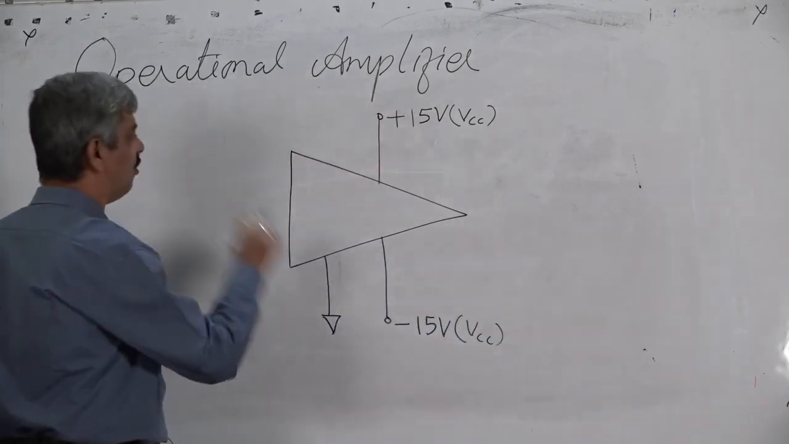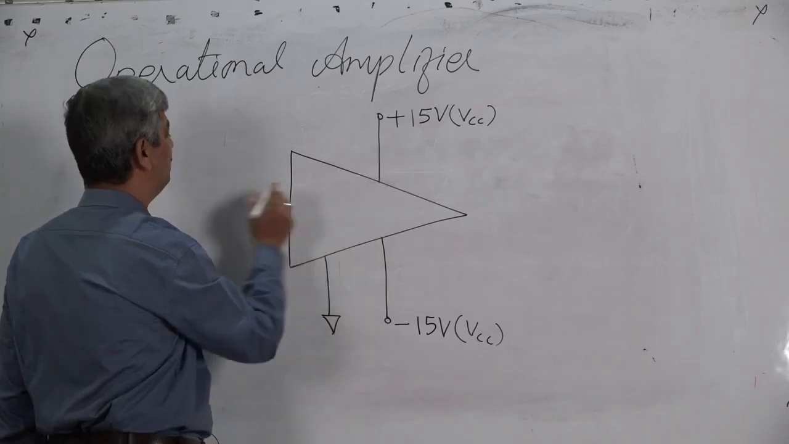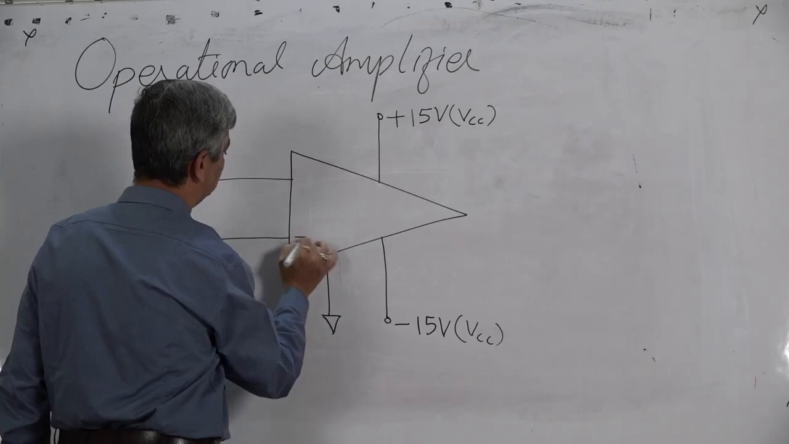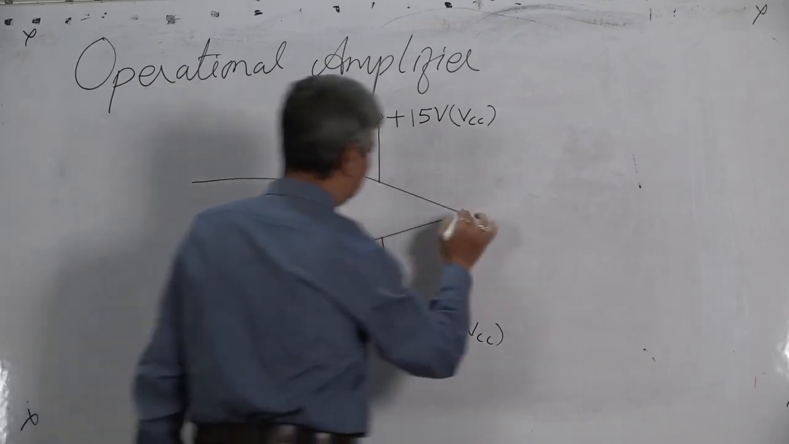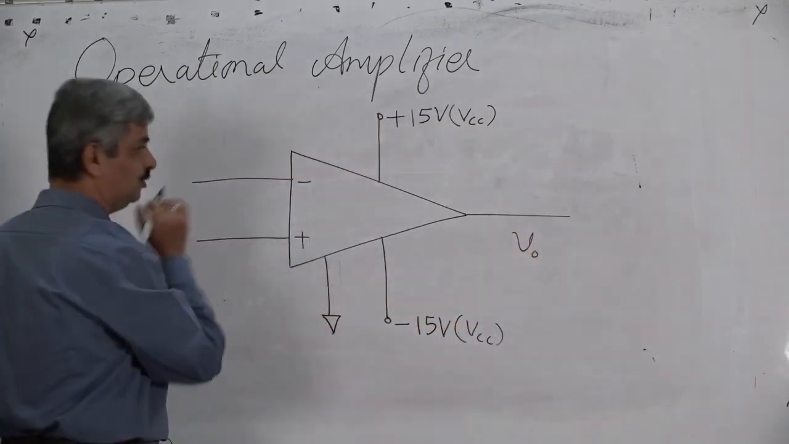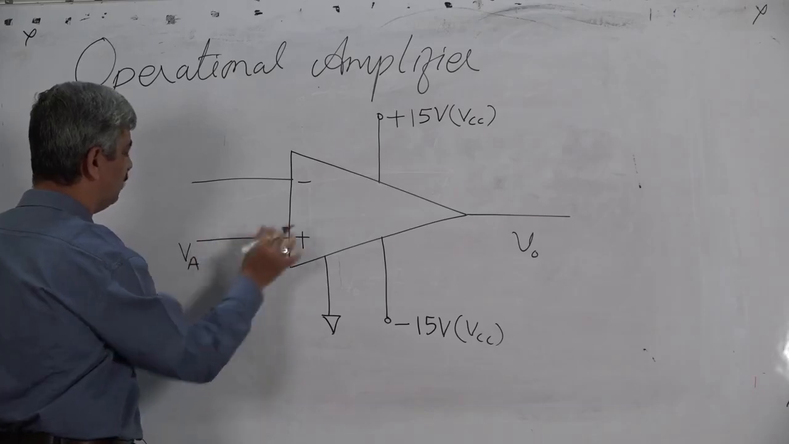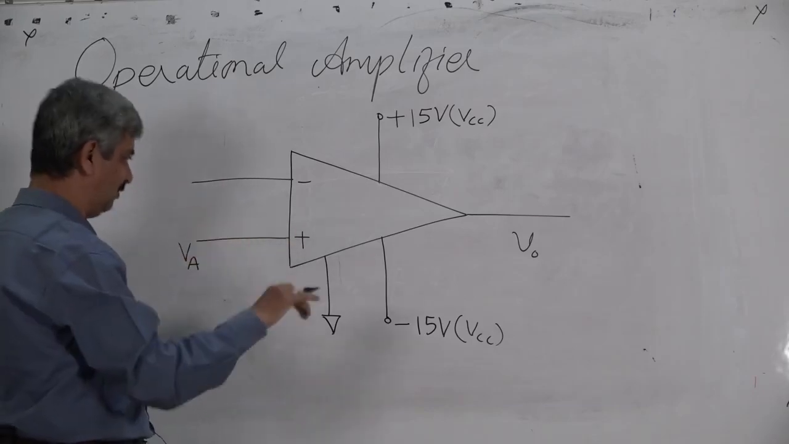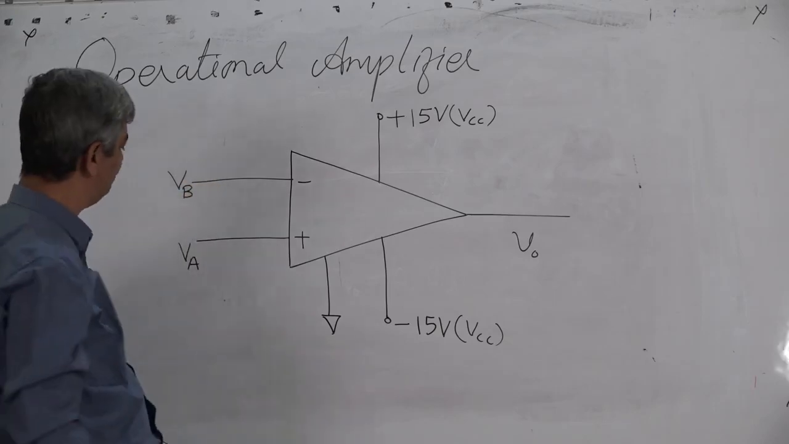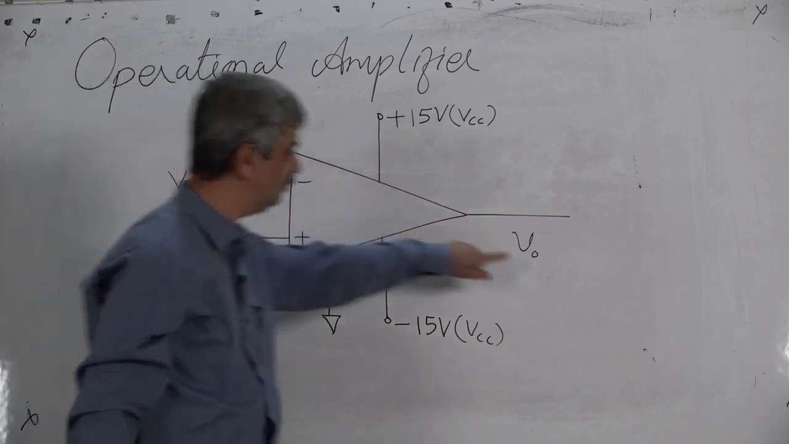Then this operational amplifier does not work on a single input, but it works on a pair of inputs like this, I will explain in detail, and an output terminal. So, two input terminals: one is called the non-inverting terminal, why that, I will also explain. The other is called the inverting terminal. We give them the names VA and VB, and the output is VO.